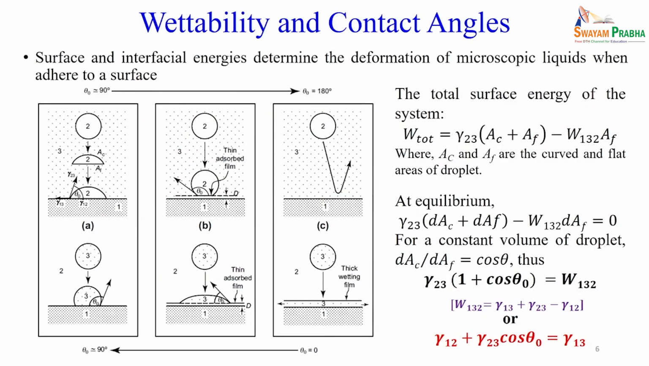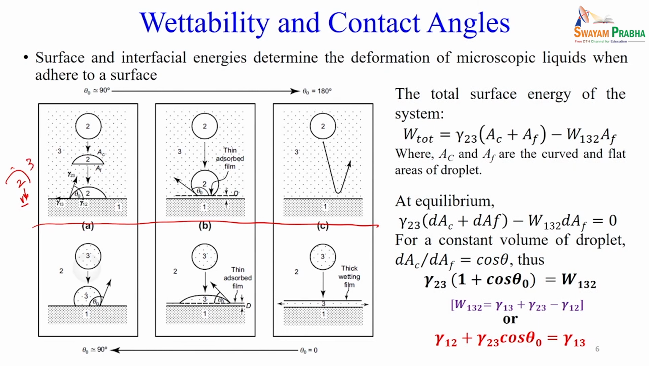Now, here what we are going to see is there are 3 mediums, 1, 2 and 3, and they are coming into contact. So, in the upper half, in this region, what we are seeing is 1 and 2 coming into contact, 1 is here, 2 is coming into contact and surrounded by the medium 3.